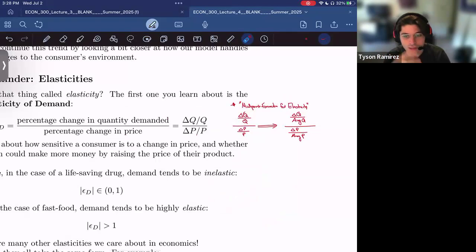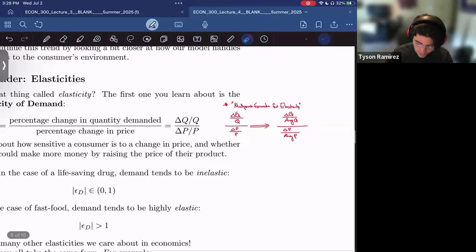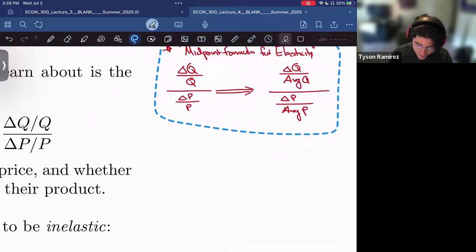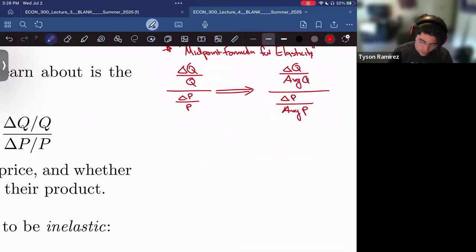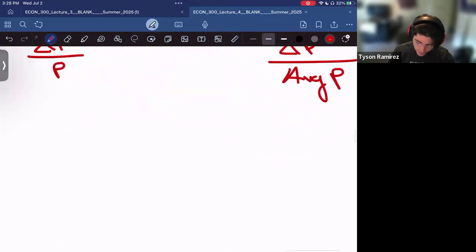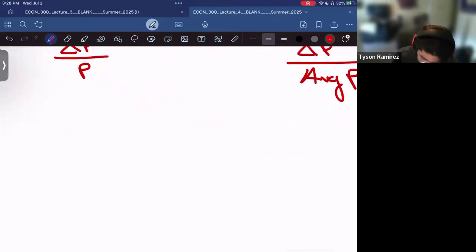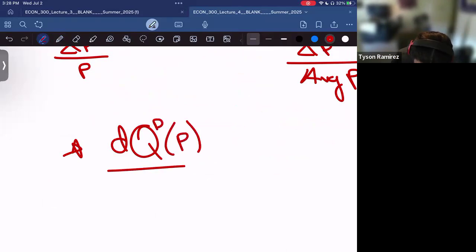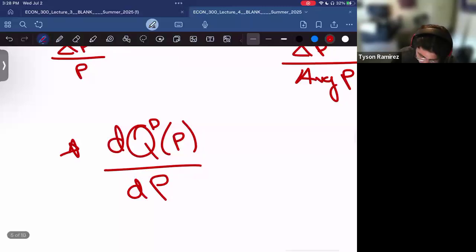But one way or another, the idea is the same. We wanted to calculate the percent change in quantity divided by the percent change in price. And that was the price elasticity of demand. Another way, we won't see this yet, but just as a preview, a third way with calculus is you'll take the derivative of the demand function. Remember, this is quantity demanded as a function of price. This is the demand function.